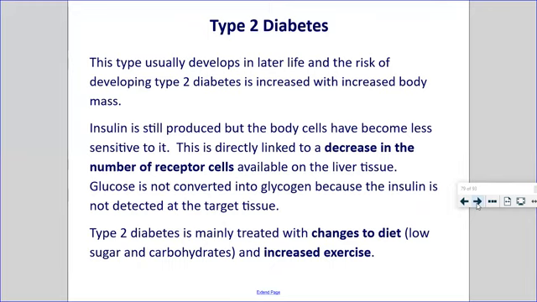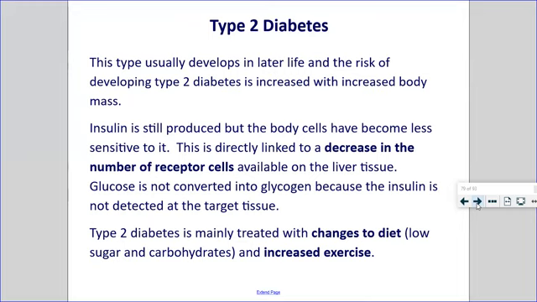Type 2 diabetes tends to come on later in life, and there's a greater chance of you developing type 2 diabetes if you're obese. So if you have type 2 diabetes, you do still produce insulin, unlike type 1. But the problem is the receptor cells on the liver. Insulin, remember, hormones travel to target tissues, and then they bind to receptor cells on the target tissues in order to send the message. So the issue is these receptor cells are damaged in the liver, so that they're unable to receive the message from the insulin. And the end effect is the same. The glucose isn't converted into glycogen, and so you have high levels of glucose in the blood.